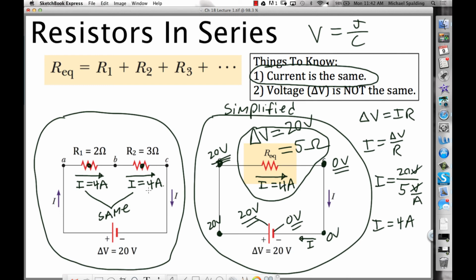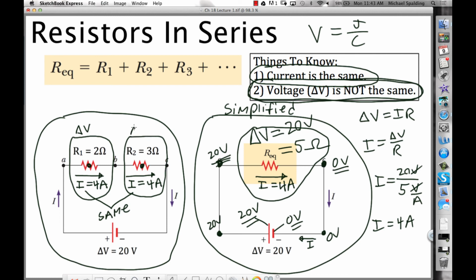Okay, so that's 4 amps. Now, final thing, look at idea number 2. When you have resistors in series, voltage is not the same. So what this means, the delta V across this guy, let's figure that out, and the delta V across this guy, let's figure that out. Are these going to be the same voltages or different? Different. Okay, what's the delta V across this 2 ohm? Well, how do we figure it out? Back to Ohm's law. Delta V equals IR.